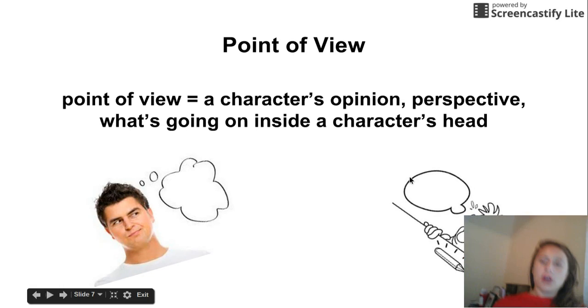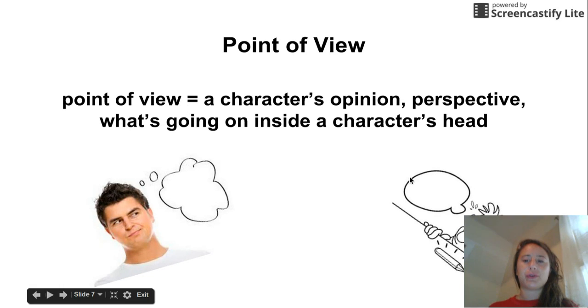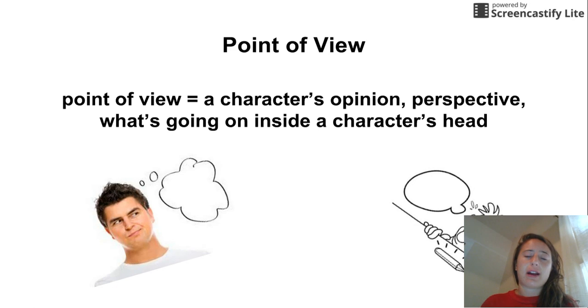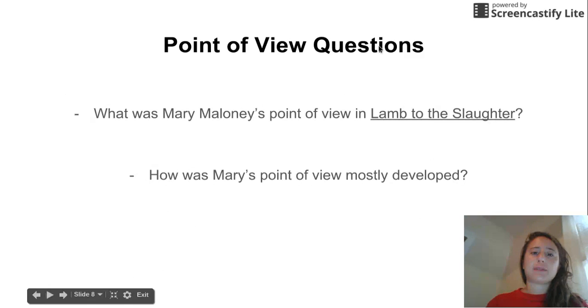In Hatchet, we learn about Brian's point of view through his inner dialogue. His inner dialogue is really what's telling us what's going on in his head all the time. But sometimes authors don't just give us their inner dialogue. Sometimes they give us little clues, and we have to make inferences about what a character's point of view is. Just like we did in Lamb to the Slaughter, we didn't have Mary's inner dialogue the whole time.